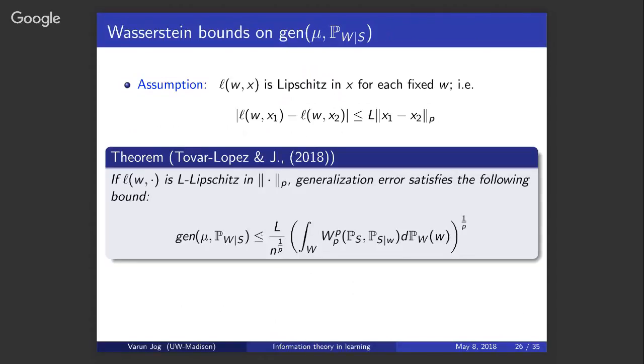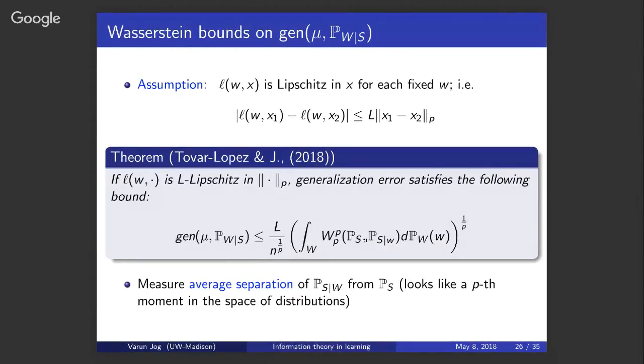The bound looks fairly ugly, but the point is the following. If you look at this integral, you're looking at some notion of distance between P of S, which is the input distribution, and the conditional distribution P of S given W. This is something like variance in the space of distributions: it looks at the distance between P of S and P of S given W, and averages that distance over all W's. Showing this bound is not very hard; it just uses some coupling properties of the Wasserstein distance. So you end up with a bound which looks fine, and the nice thing is it doesn't blow up to infinity, and it's always well defined.